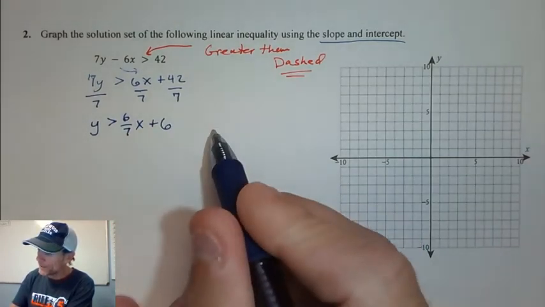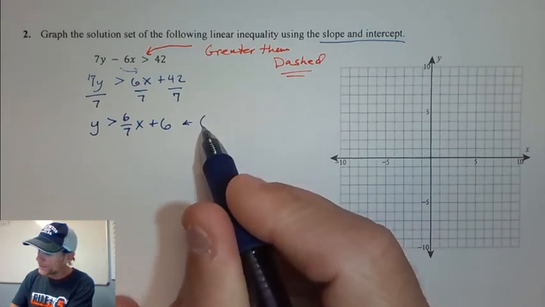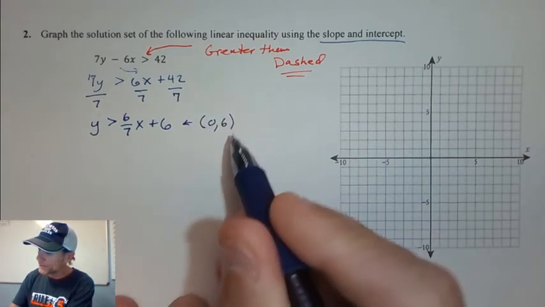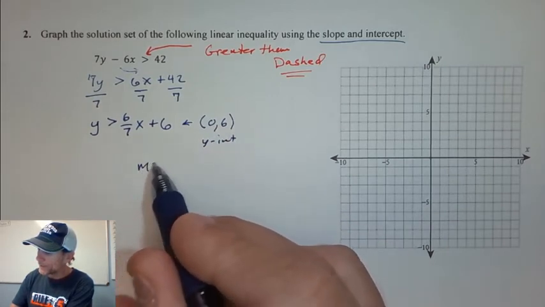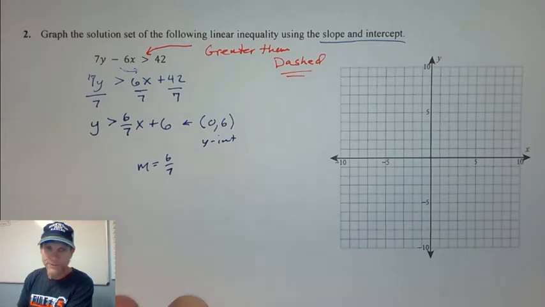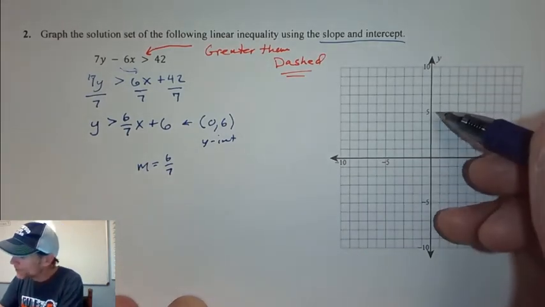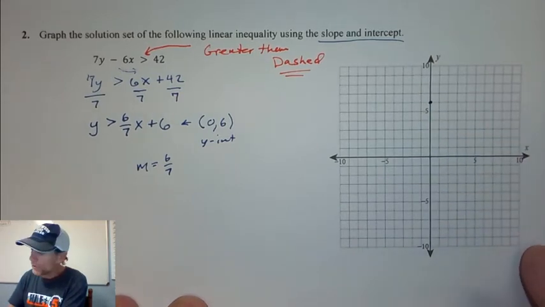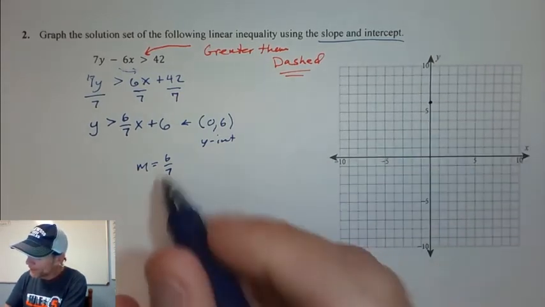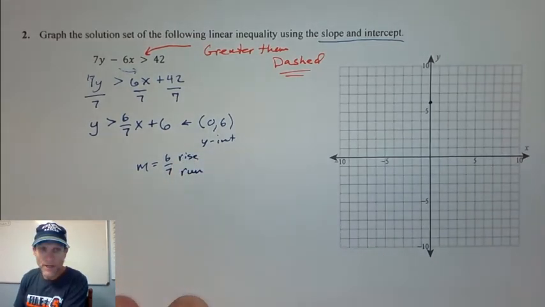All right, so my intercept is (0, 6). There's my y-intercept. And m, or my slope, is equal to 6 over 7. So I'm going to plot (0, 6) here. Now remember, with slope, I need to rise and run, or rise and go right.